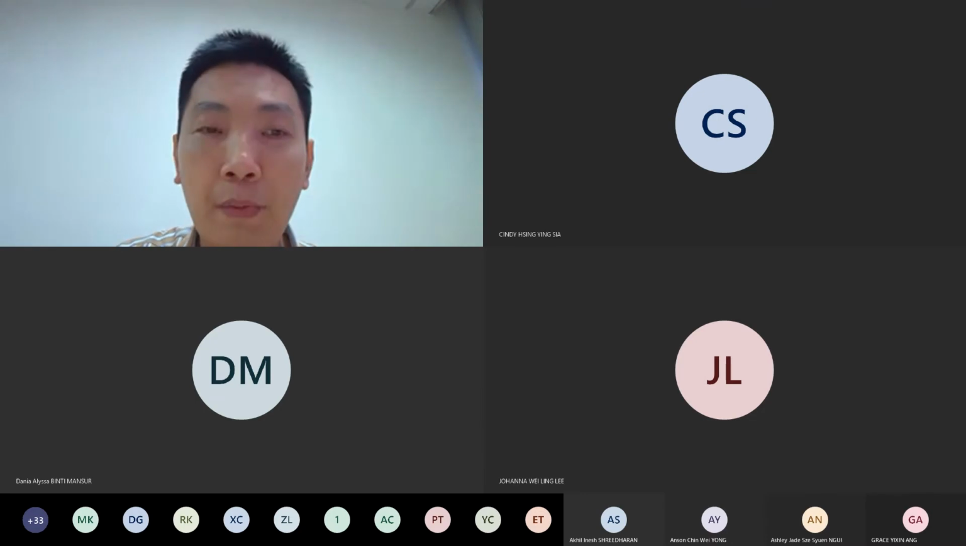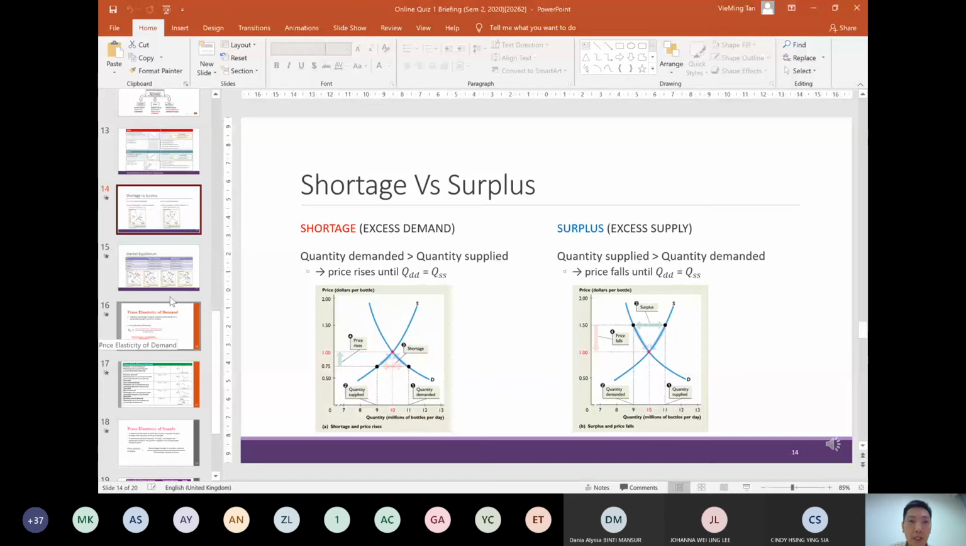Okay, market equilibrium. What's the meaning of market equilibrium? Anybody? Market equilibrium. I try to type somewhere.